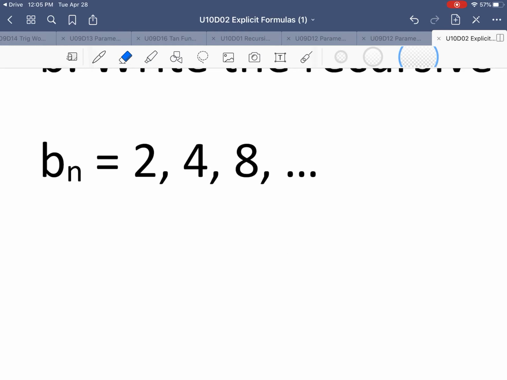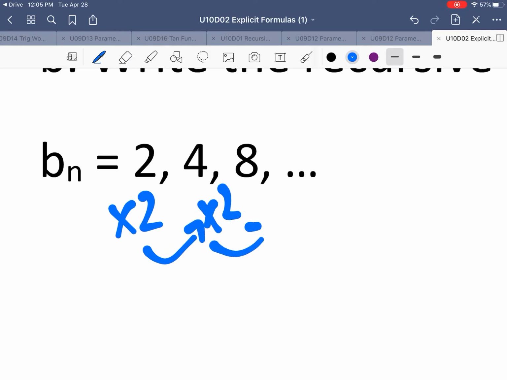I need a rule that gets me from 2 to 4. Let's say times 2. That works. If I multiply by 2 again, will I get 8? I do, which means times 2 is a perfectly acceptable rule for this sequence.